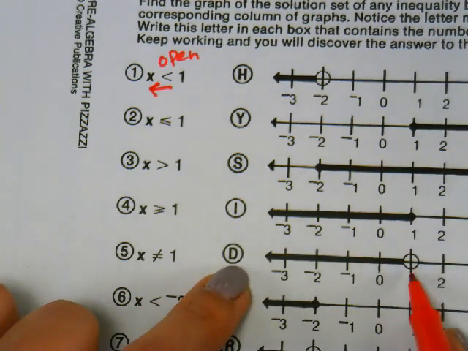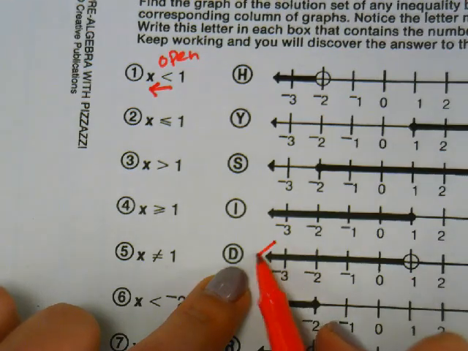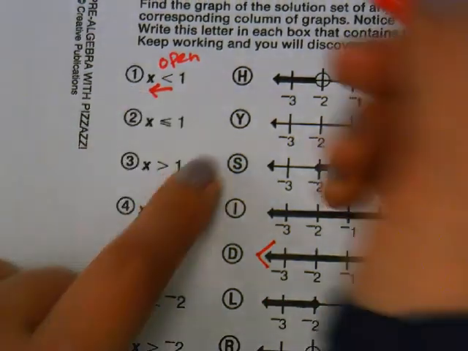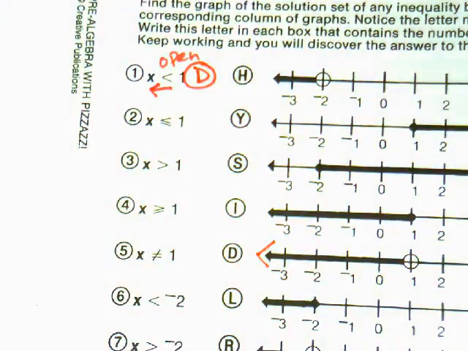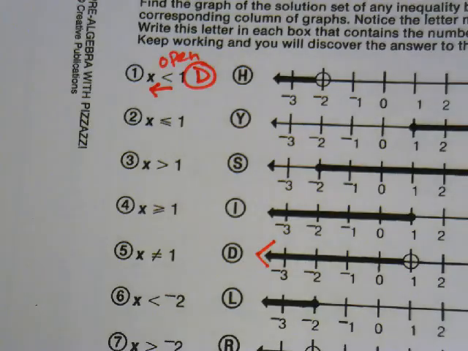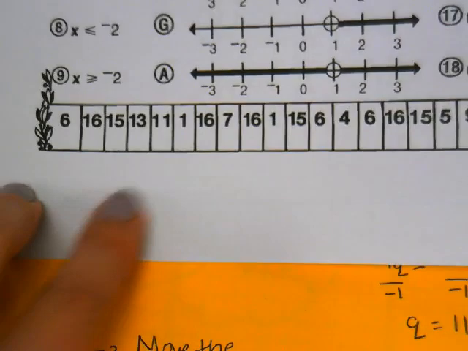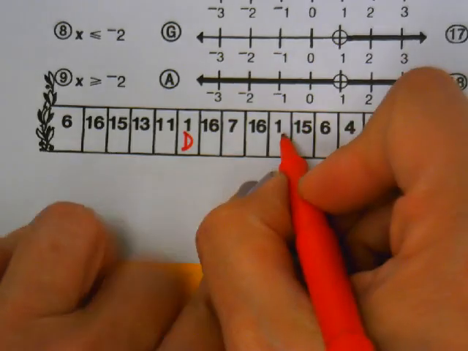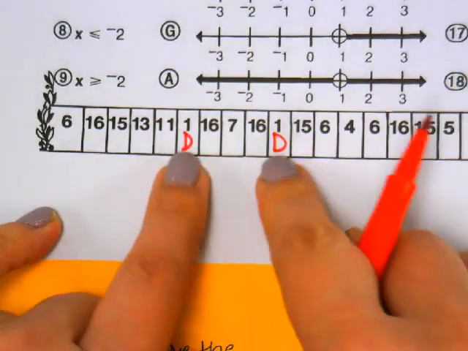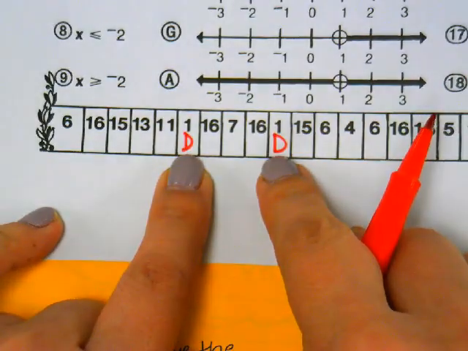Let's look at letter D. Is it an open circle? Yes. Is it on number 1? Yes. Is it pointing to the left? Yes, it is. So I know that number 1, the correct letter is letter D. So I'm going to write the letter D next to number 1. And then at the bottom, where I see a number 1, I'm going to put the letter D. And there's 2 times that I see the number 1. Maybe there's more. So you're going to repeat the letters. Every time you see a number 1, the letter is D.